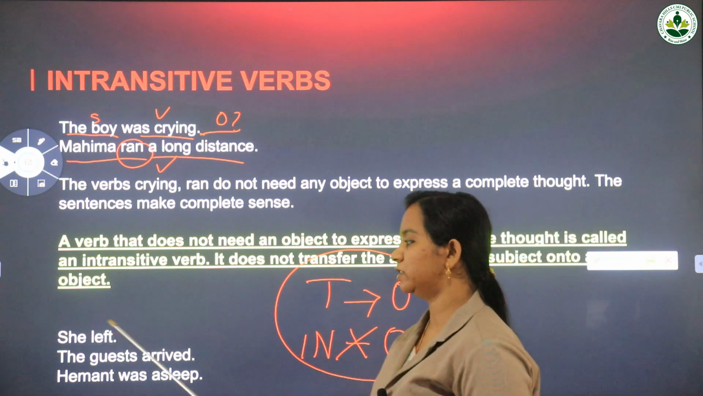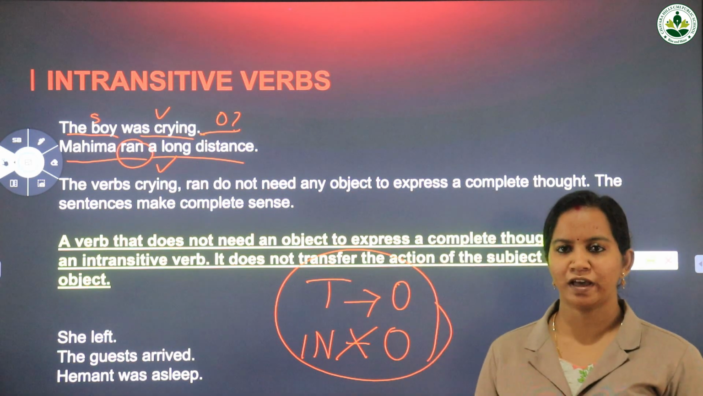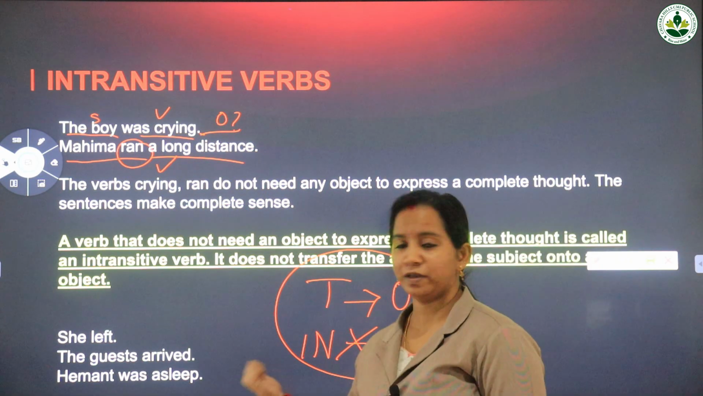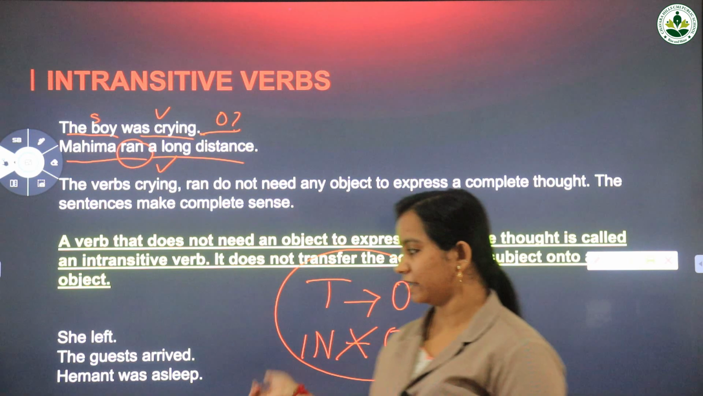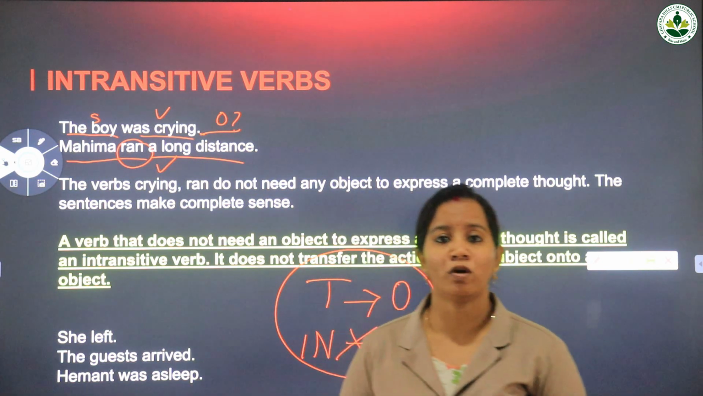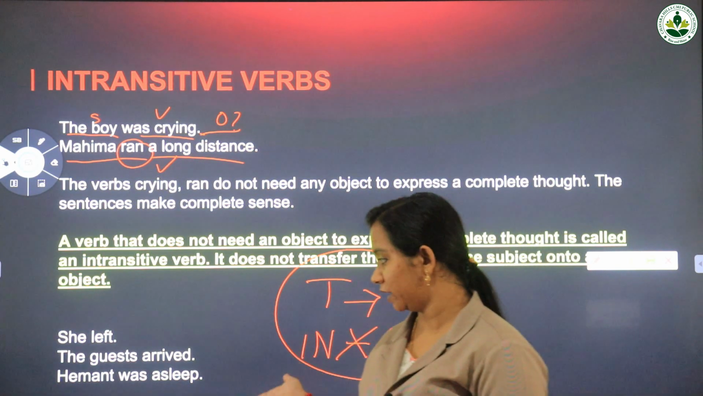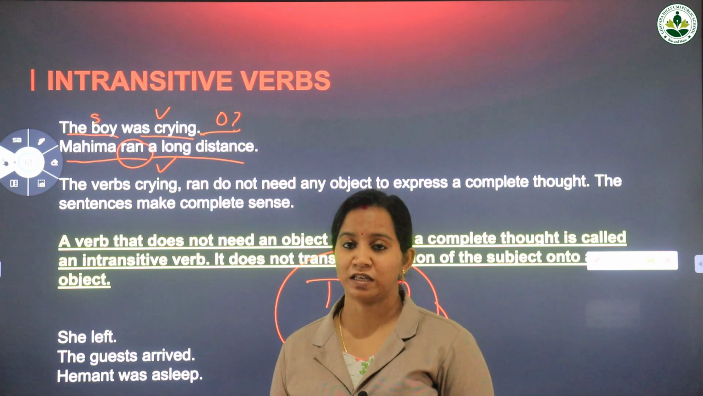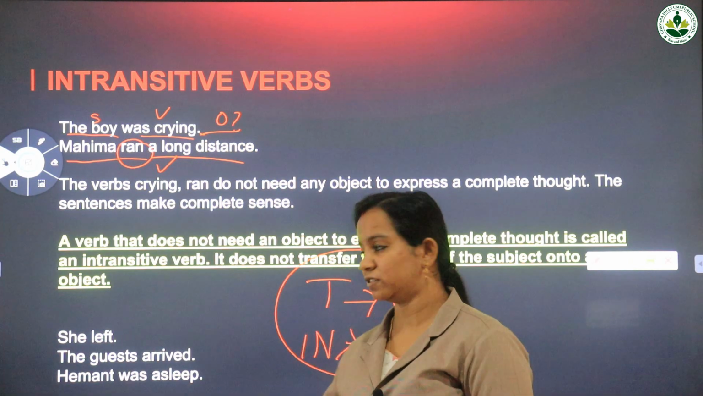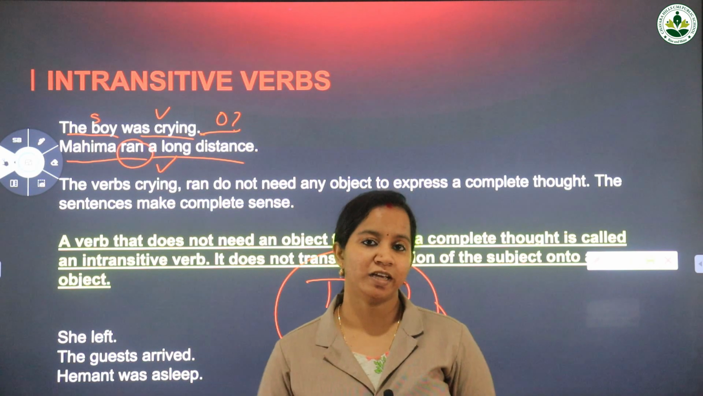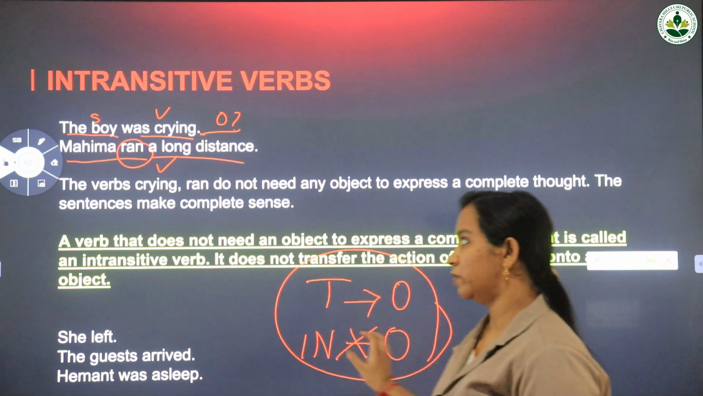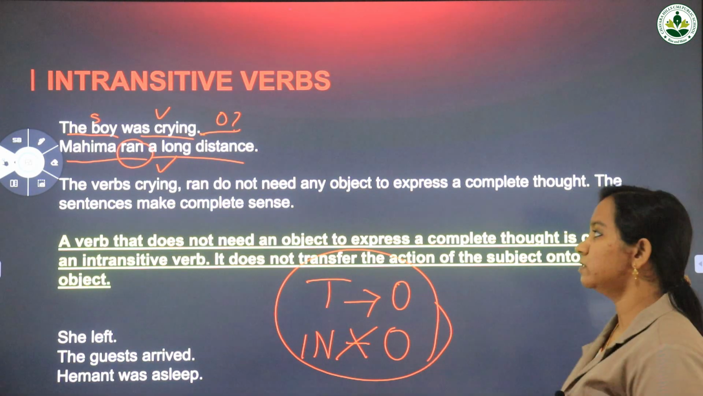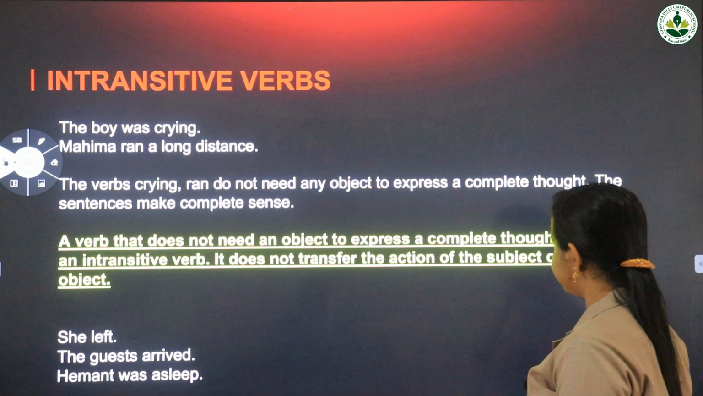Just see the example: she left. She left to where? She left for what? Not necessary, right? Left, the meaning is complete. The guests arrived. Guests arrived for what reason? Not needed. An object is not needed. Hemant was asleep. Hemant was asleep for what reason? It's not necessary. The meaning is complete in this sentence. So the verb that does not need an object to express a complete meaning is called an intransitive verb, okay?